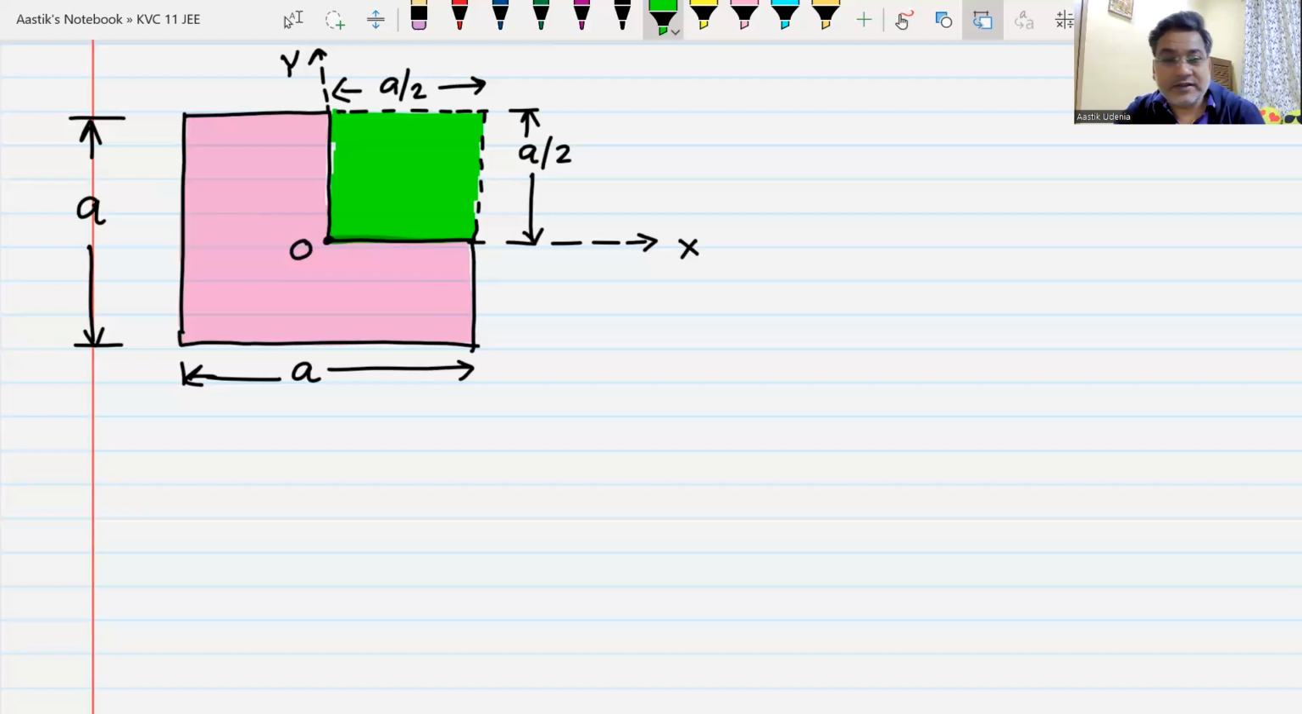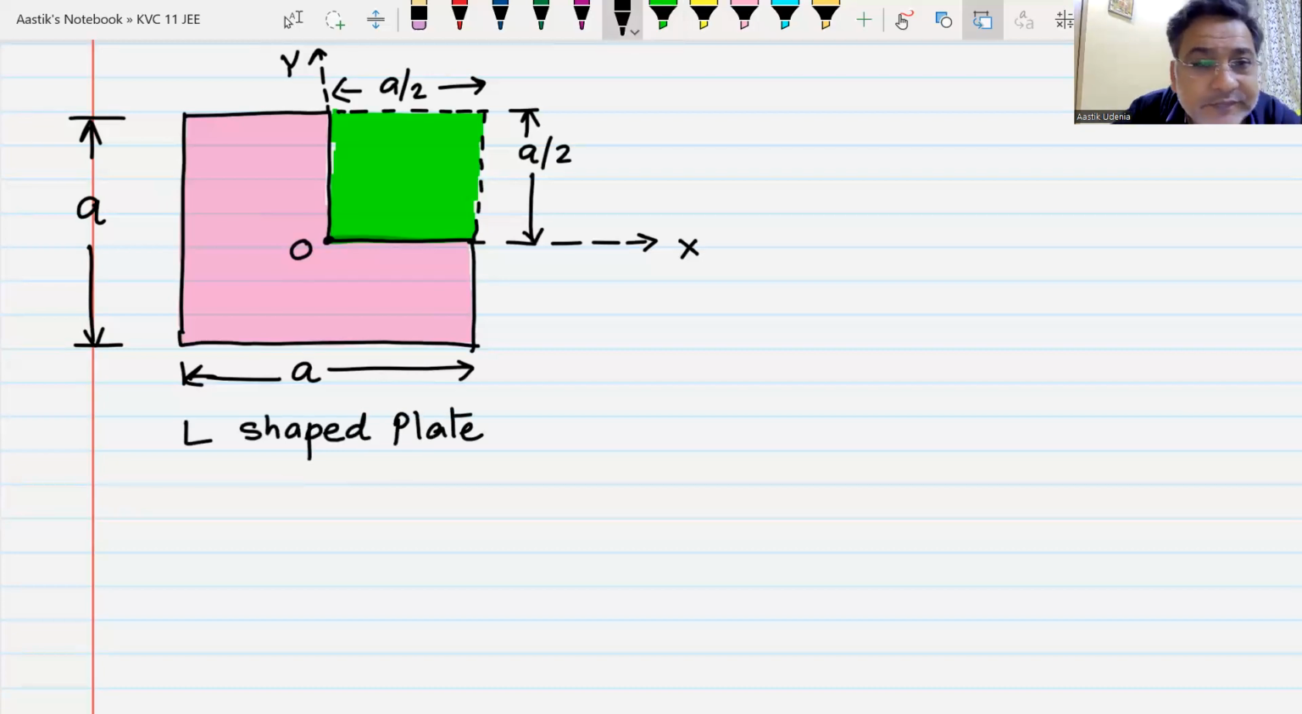Let's see who gives me the answer for this one. This is an L-shaped plate. Let me write it also if you have any confusion. This is an L-shaped plate. No, it is not made up of two rods, remember. Okay, I'll give you 2 minutes to give me the answer.